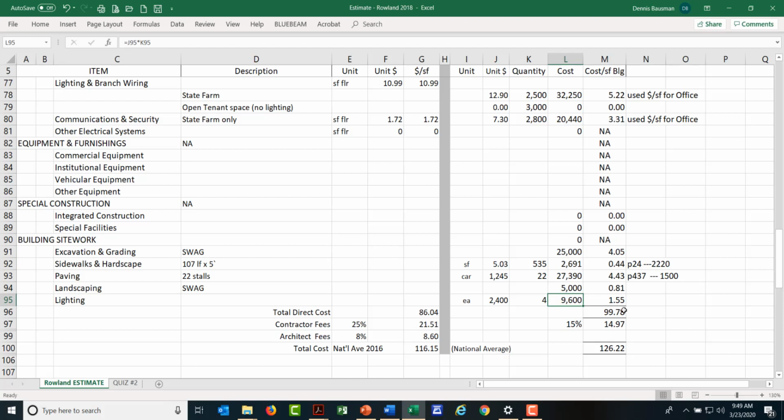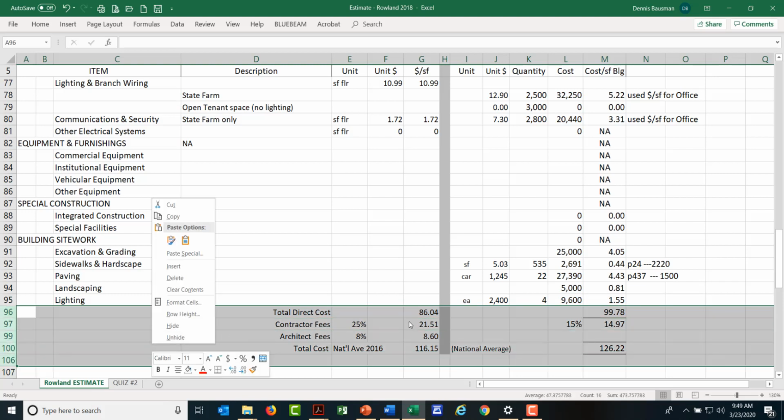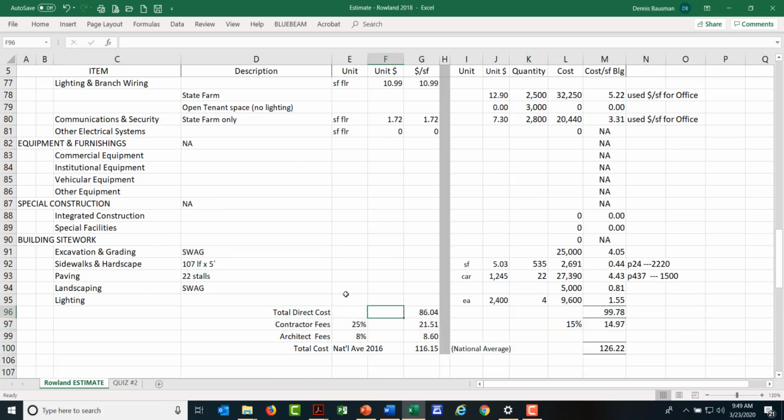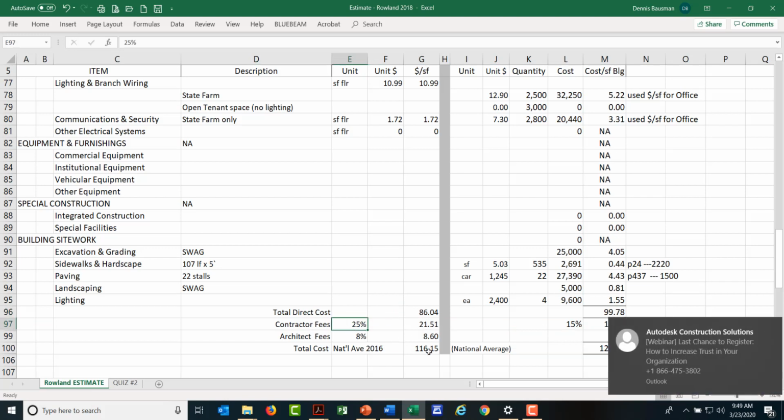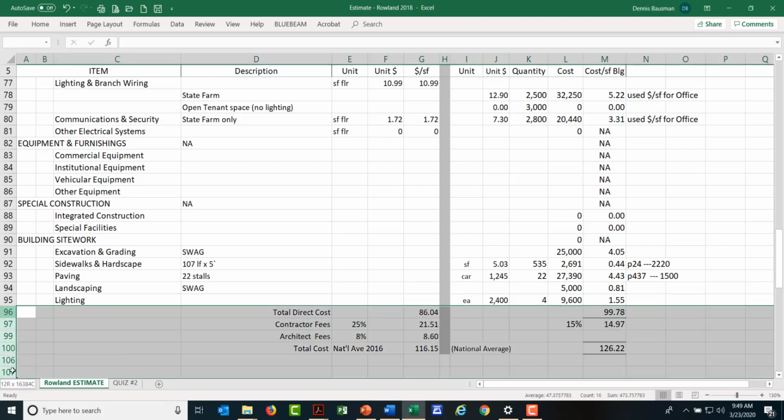All right. Now if you'll notice in Means, this is what they have. They add 25% for contractors' fees and 8% for architectural fees, and that's how they get the 116. Let's see what I did here.